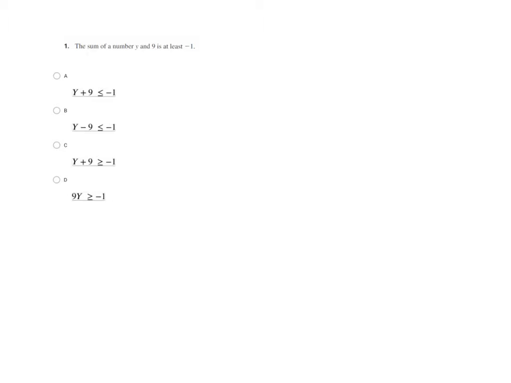So the first part is the sum of a number, and sum means addition, so we'll do y plus 9. The sum of a number y and 9 is at least -1. On this one, our options are going to be less than or equal to, or greater than or equal to. If you wanted to, we could plug one in and check it even. At the very least means it can get bigger than, so I'm going with greater, and that would be letter C.